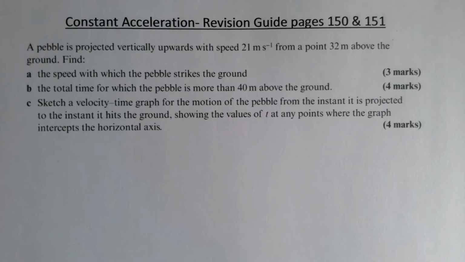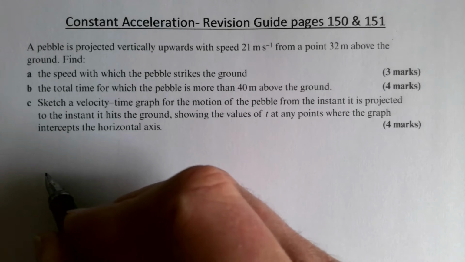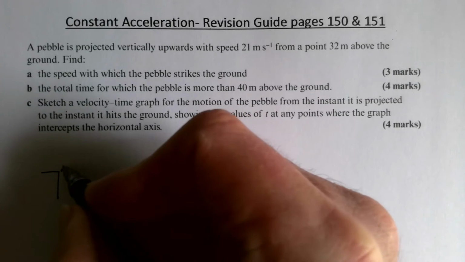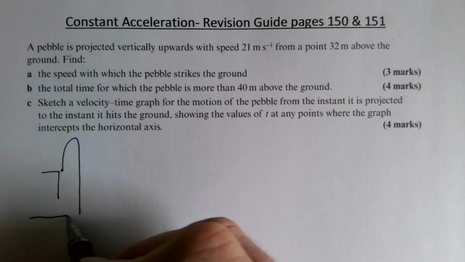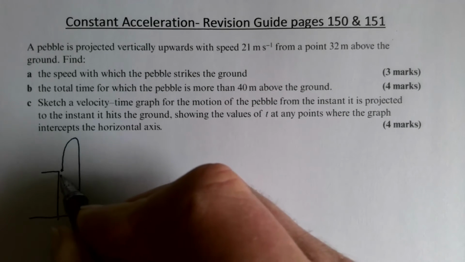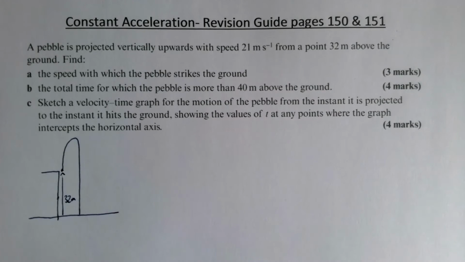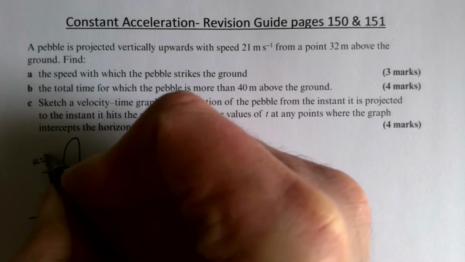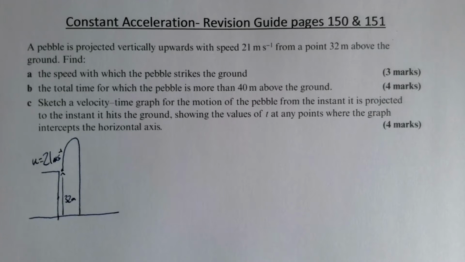So the first thing to do is always to make a little sketch of what's going on. So we've got our pebble that's being thrown up, and then it's going to hit the ground at some point, and the ground is 32 meters below. We know that u, the starting velocity, is 21 meters per second, and we want to know the speed at which it strikes the ground.